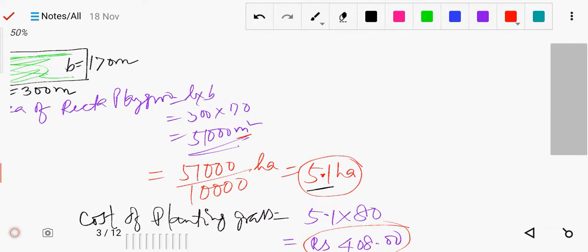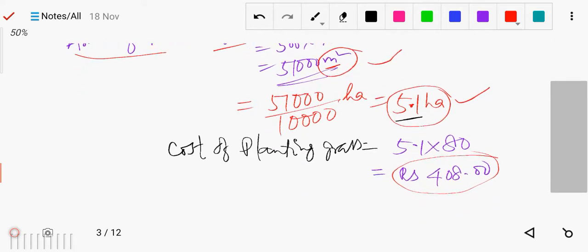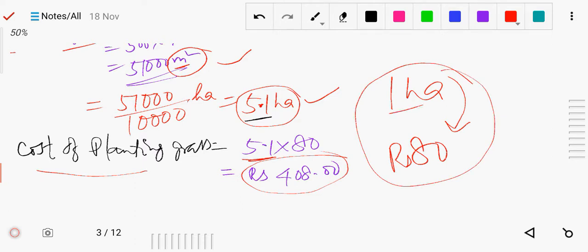Once again you can see it. First of all, the playground is given and you have to plant the grass, so you have to find the area inside it. We got the area of the rectangular playground, but it is in meter, while the cost is given in hectare, so we have to change it into hectare. Now after changing into hectare, we multiply, because the cost is given per hectare, means for 1 hectare the cost is 80 rupees. So 5.1 multiplied by 80, and you will get the answer.